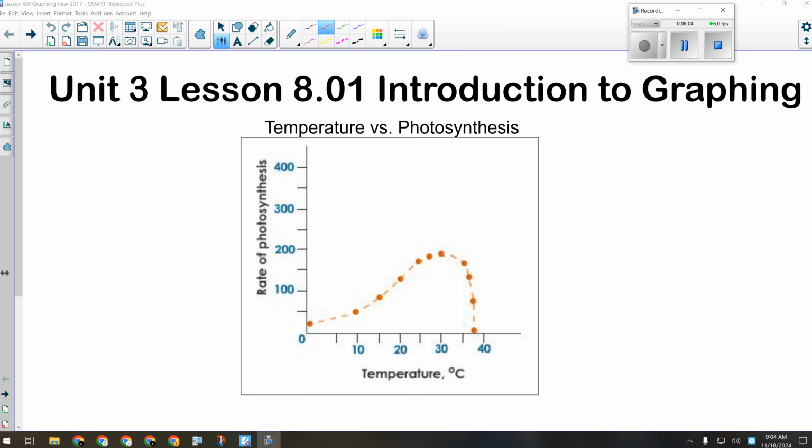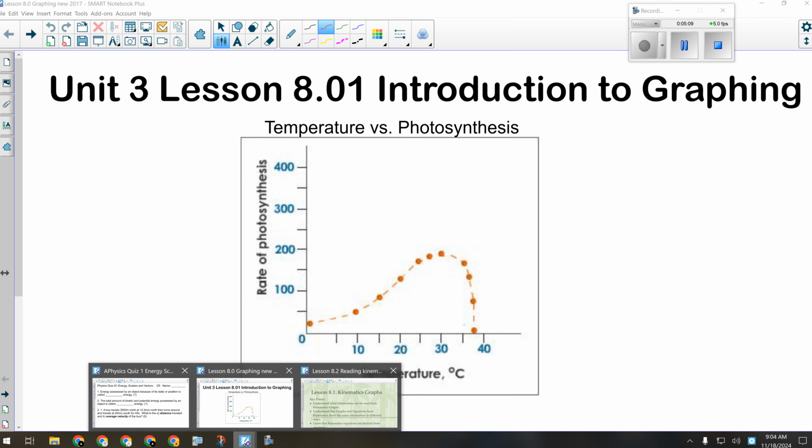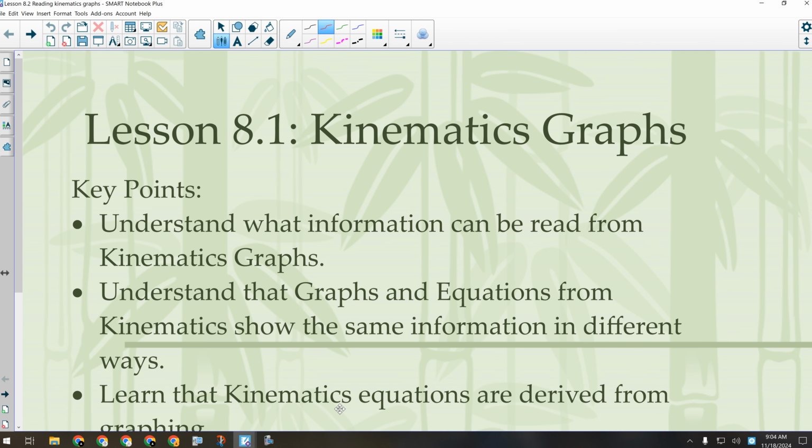All right, questions on that? All right, so what we're going to do is we're going to look at our first type of graph. Okay, and our first type of graph is a graph of position versus time.